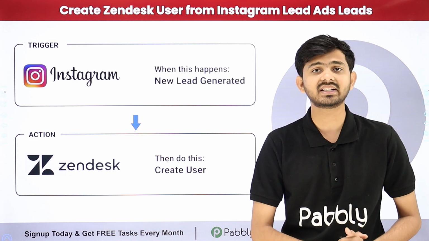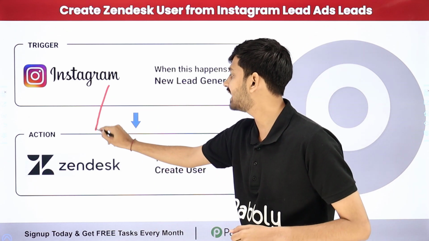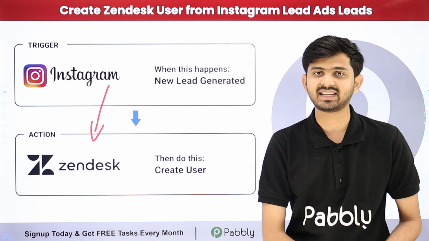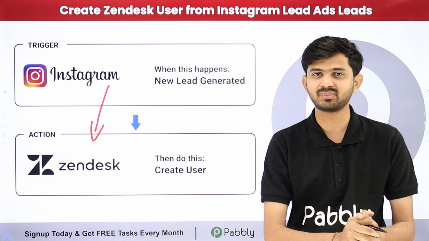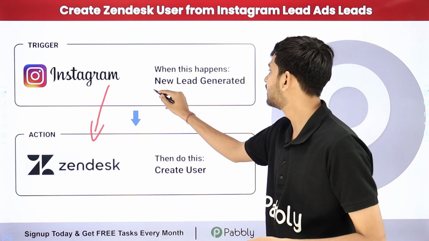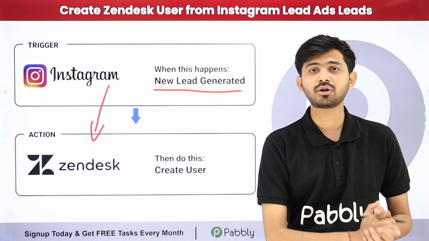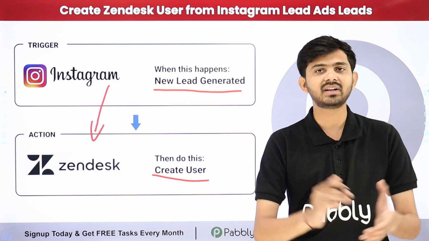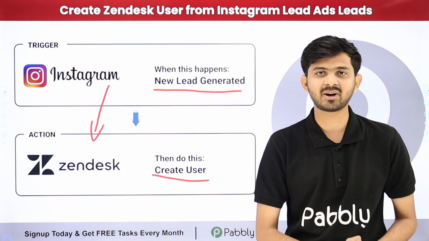For that I need to build a connection between Instagram lead ads and Zendesk. So for building this connection, I'm going to use Pabbly Connect, which is an amazing software for automation and integration. Now with Pabbly Connect, whenever I receive a new lead through Instagram lead ads, then automatically I will create a new user in Zendesk. So how am I going to build this connection? For that, let me take you to my computer screen.